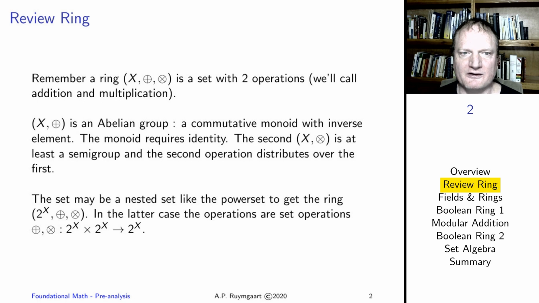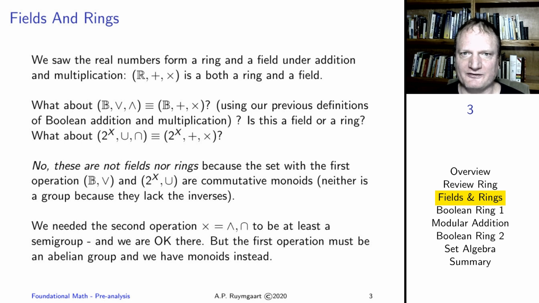Now, the set that we operate on may also be a set of sets, like the power set that we talked about. In this case, our addition and multiplication would be operations on sets, like the union and intersection. We saw that the real numbers form both a ring and a field under addition and multiplication. Now, what about the Boolean domain with the OR and AND operation, or Boolean addition and multiplication? Could this be a ring or a field? We can also ask that same question for the power set of X along with the union and intersection operations, or set addition and multiplication.